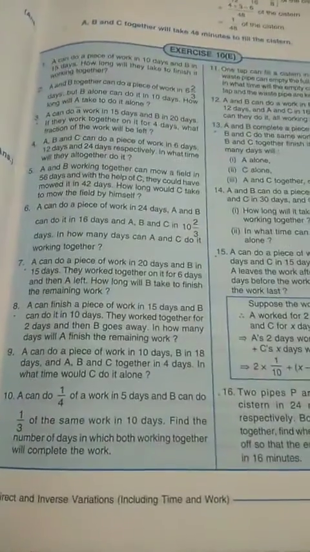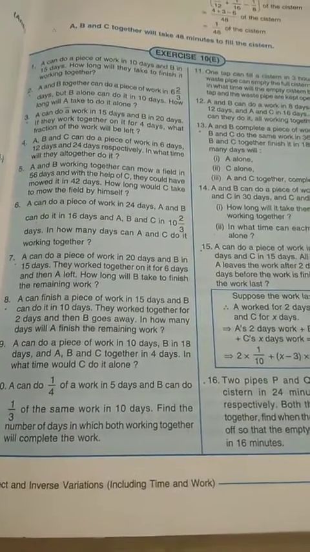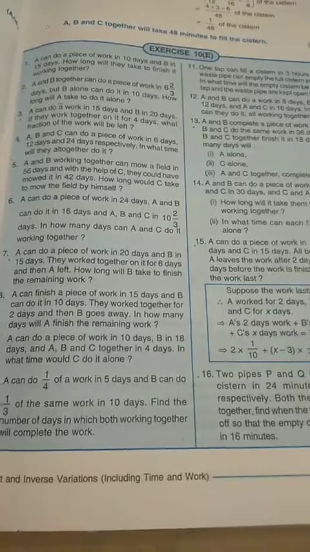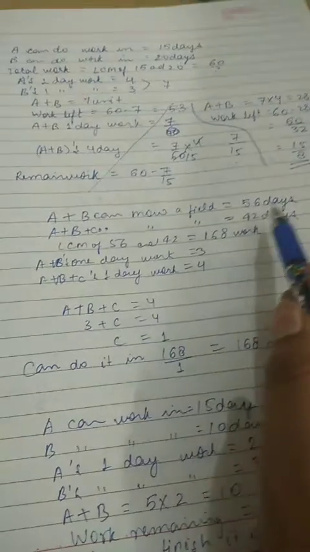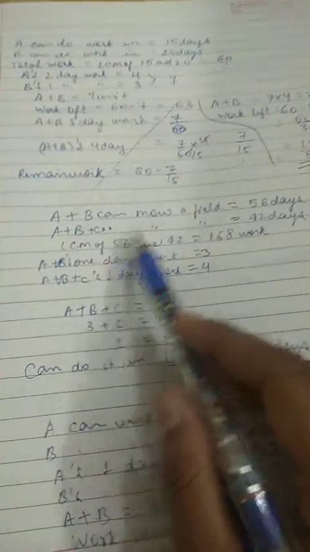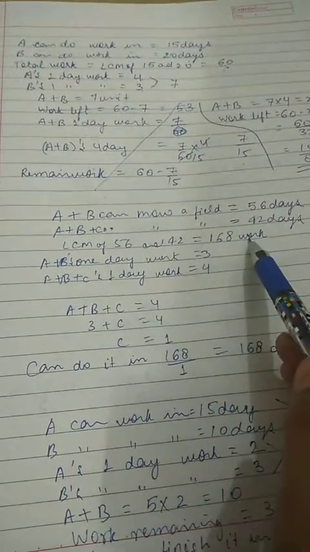The next question is question number 5. A and B working together can mow a field in 56 days. With the help of C, they could have mowed in 42 days. How long would C take to mow the field by himself? Now A and B can mow a field in 56 days. A, B and C can do it in 42 days. The LCM of 56 and 42 is 168.